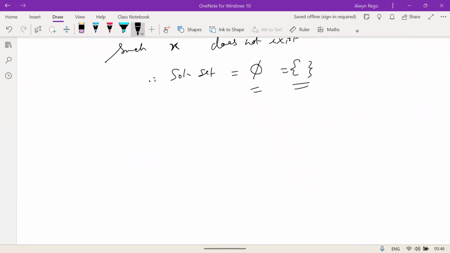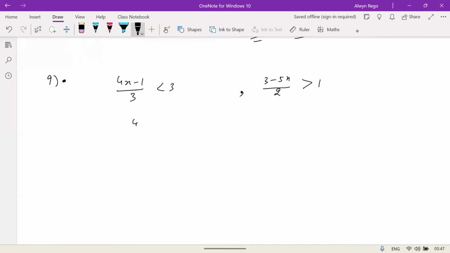Let's say you have questions of this kind. Let's say solve (4x minus 1) divided by 3 is less than 3. And let's say you have (3 minus 5x) divided by 2 is more than 1, maybe. Let's say this one. If 4x minus 1 is less than 9, therefore 4x is less than 10, therefore x is less than 10 by 4, therefore x is less than 5 by 2.